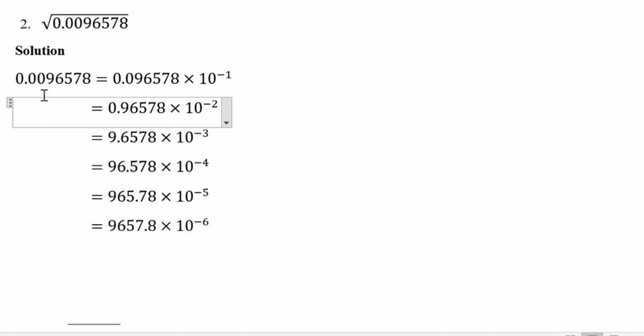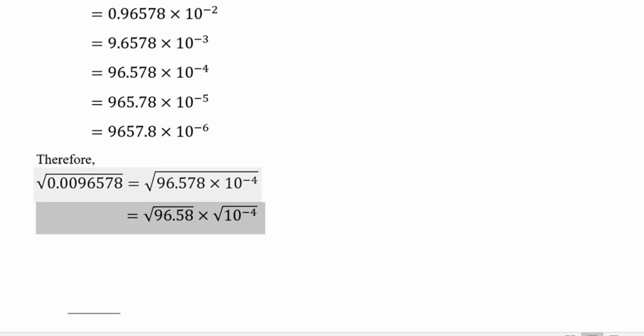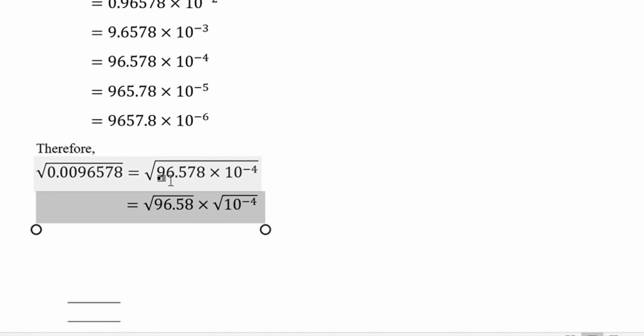That means we shall write this one in terms of this. So we shall have the square root of 0.096578 being written in this format. The next step, of course, is to split the root, which we have done. We have square root for this one times the square root for this one. And then now this is the one that we read from the table.